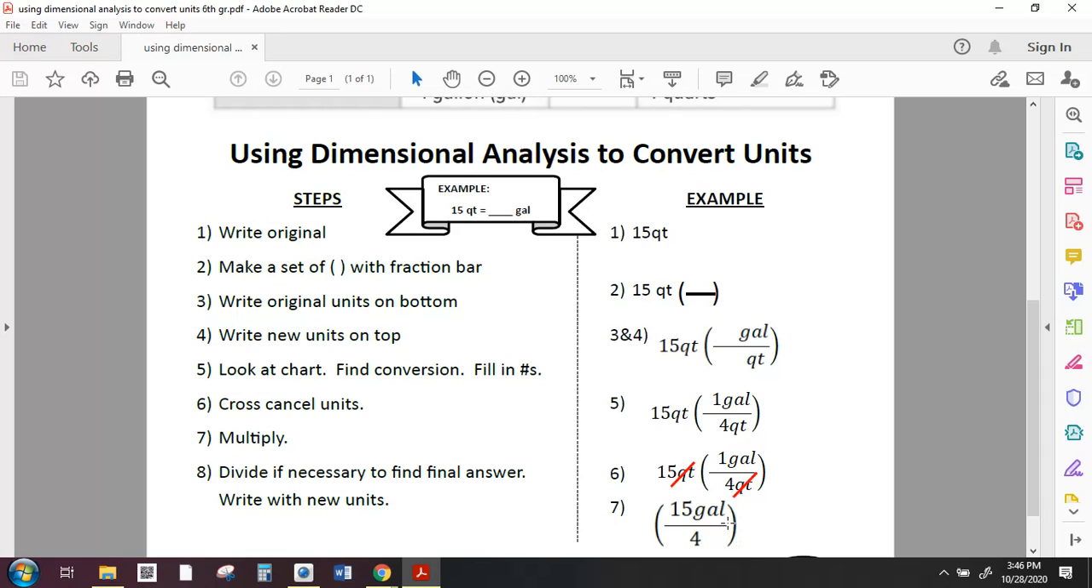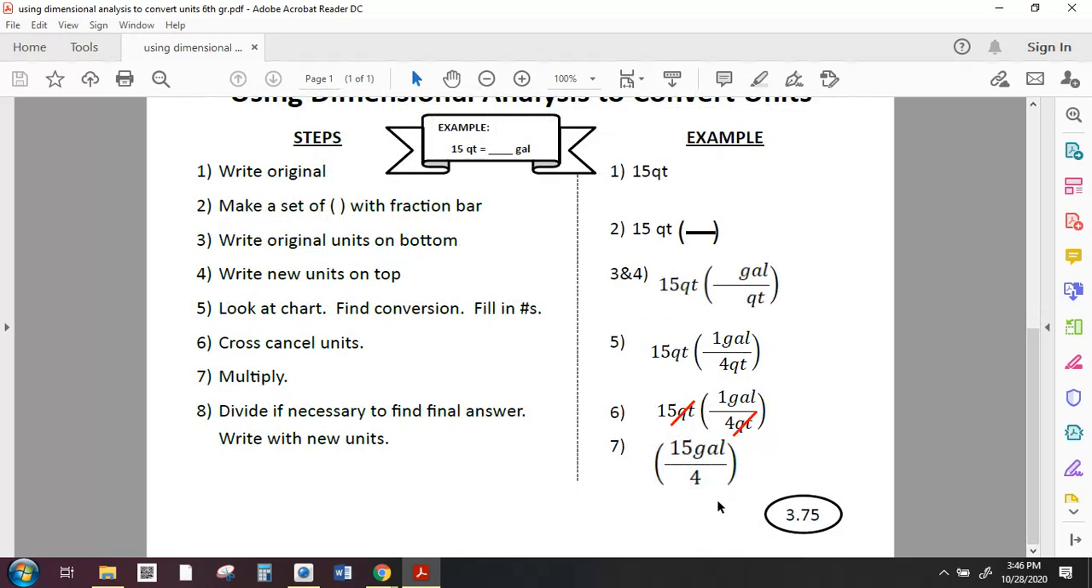Then it's multiplying fractions, which I think is why they put it in this section of the book. So 15 times 1 is 15. What would be a 1 underneath times 4 is 4. My answer is 15 gallons for every 4, I don't know, there's no label there, but I can divide. So if I take 15 fourths and I change it to a decimal, that's 3.75 gallons. So 15 quarts is 3.75 gallons.